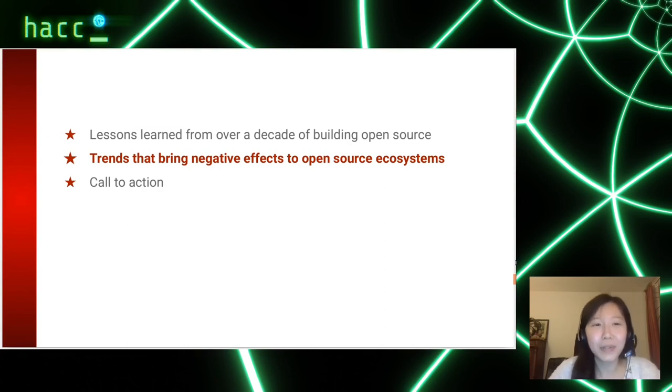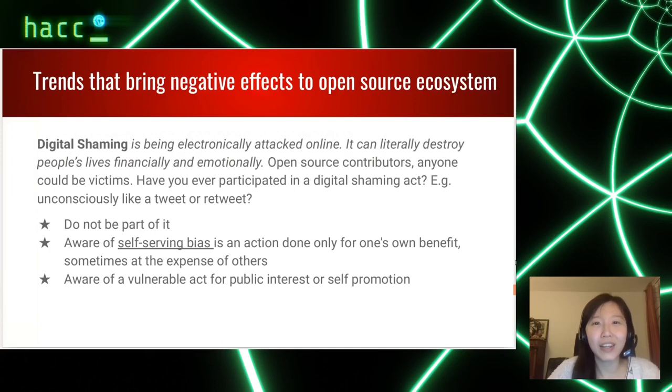Moving on, I want to talk a little bit about the trends that bring negative effects to the open source ecosystem that I have observed in the past year. First of all, I want to talk about digital shaming. Digital shaming is being electronically attacked online. It can literally destroy people's lives financially and emotionally. And sadly, there is an increasing number of open source contributors, or anyone, who could be victims of this digital shaming.